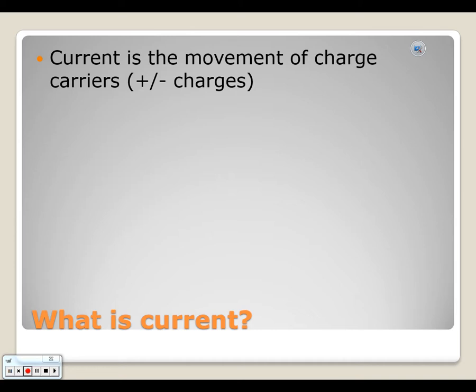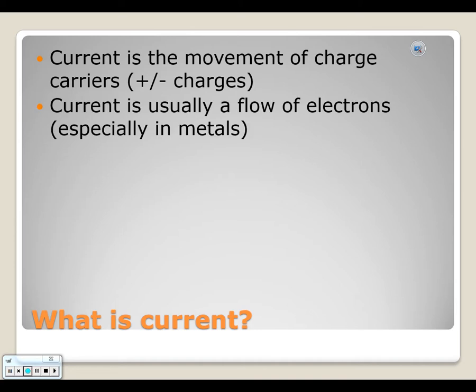Good. Current is the movement of charge carriers, but usually we're talking about electrons, especially when we're talking about metals and conductors. Technically, current is the movement of any charge carrier. It could be positive or it could be negative. Usually, though, we talk about electrons because valence electrons are a lot easier to move.